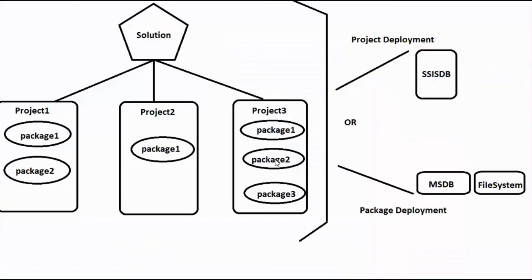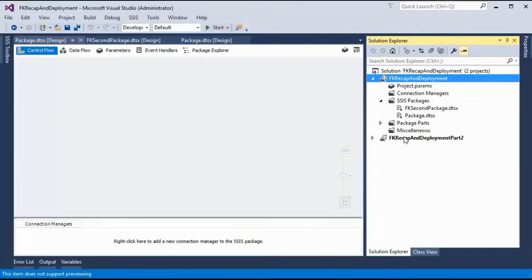Let me take you to the image again. So I have a solution. Under the solution, I have different projects. Under different projects, I can have different packages. Now, there are two ways of deploying. One is project deployment and one is package deployment. We are going to focus on the project deployment. I'll also show you how you can pick only a single package.